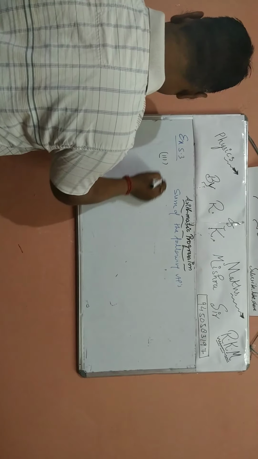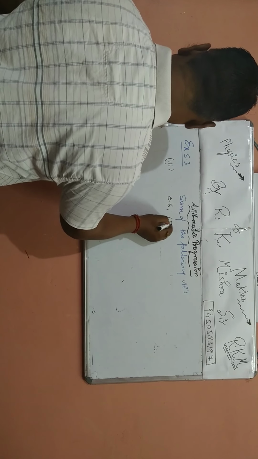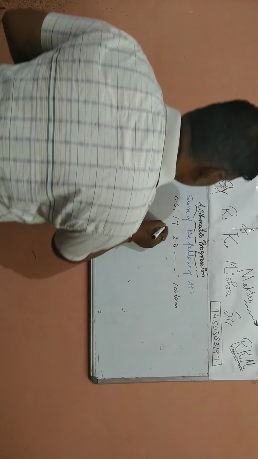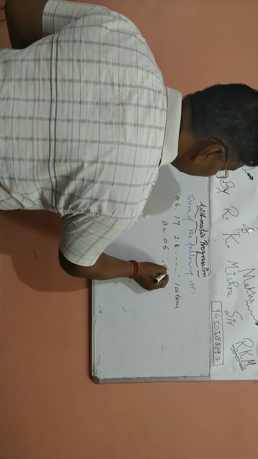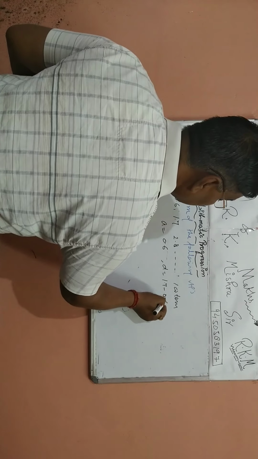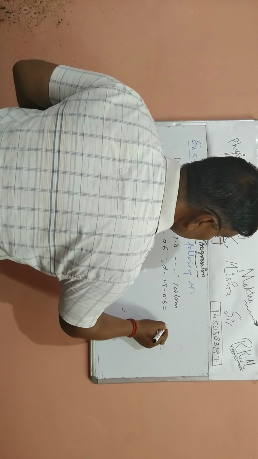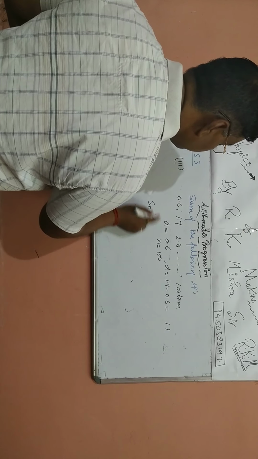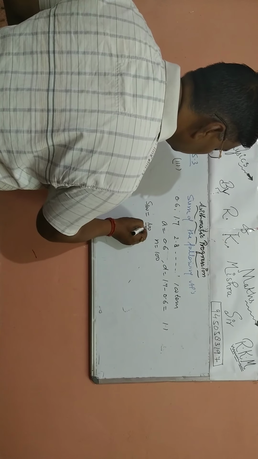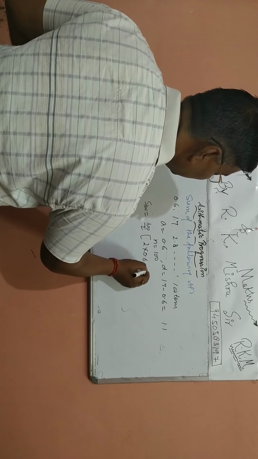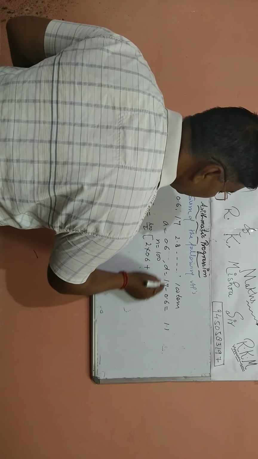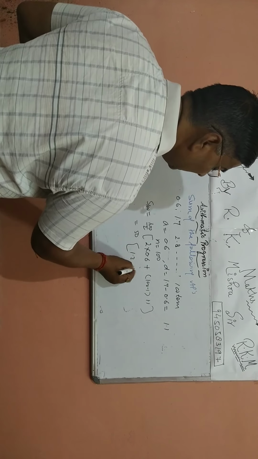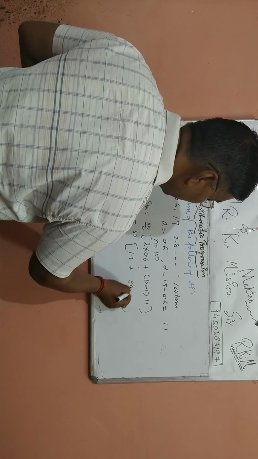Third part of an AP: 0.6, 1.7, 2.8, up to 100 terms. A is equal to 0.6, D is equal to 1.7 minus 0.6, that is 1.1, N is equal to 100. So S100 is equal to 100 by 2 [2 into 0.6 plus (100 minus 1) into D, 1.1]. That is 50 [1.2 plus 99 into 1.1].